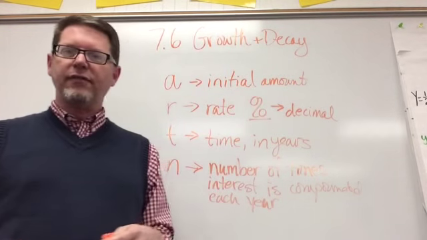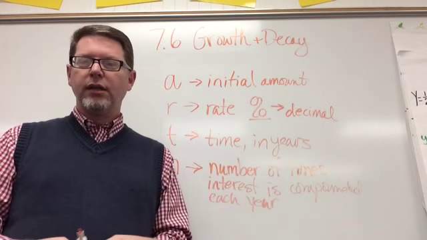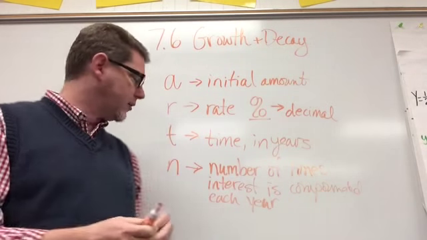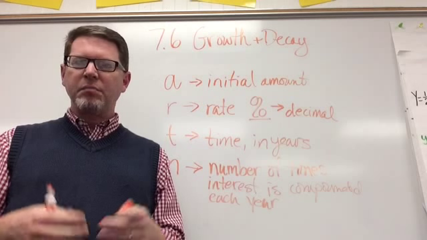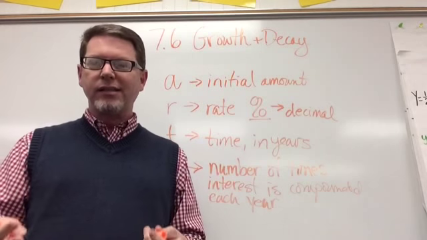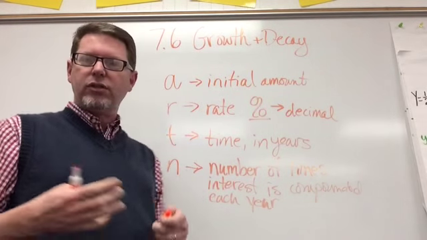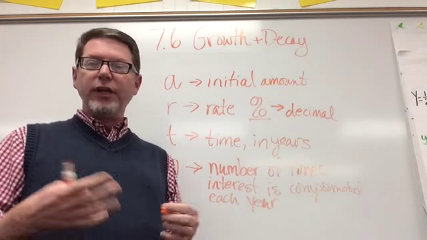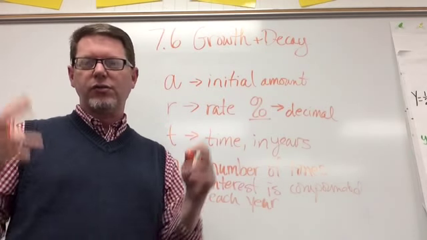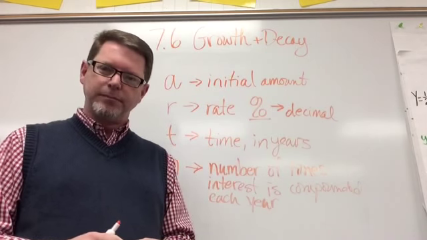So for instance, if it's compounded quarterly, then there are 4 quarters in the year, so N would be 4. If it's compounded monthly, well, there are 12 months in a year, so N would equal 12. If it's compounded weekly, then that would be 52, because we usually say there are 52 weeks in a year.